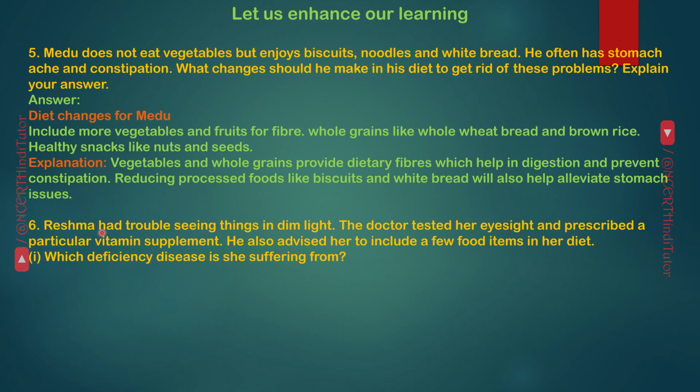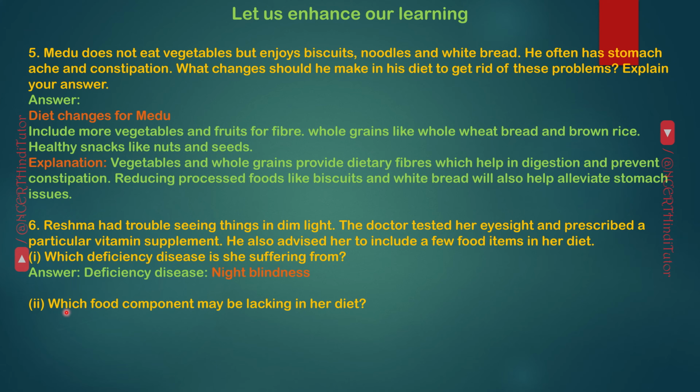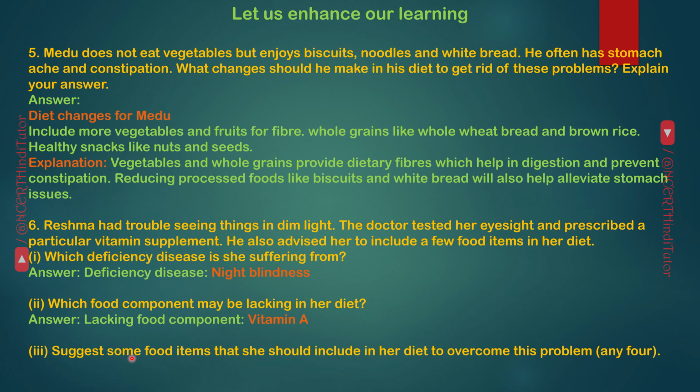Question 6. Reshma had trouble seeing things in dim light. The doctor tested her eyesight and prescribed a particular vitamin supplement. He also advised her to include a few food items in her diet. First, which deficiency disease is she suffering from? Answer: deficiency disease, night blindness. Second, which food component may be lacking in her diet? Answer: vitamin A. Third, suggest some food items that she should include in her diet to overcome this problem. Any 4. Suggested food items: carrots, sweet potatoes, spinach, and mangoes.